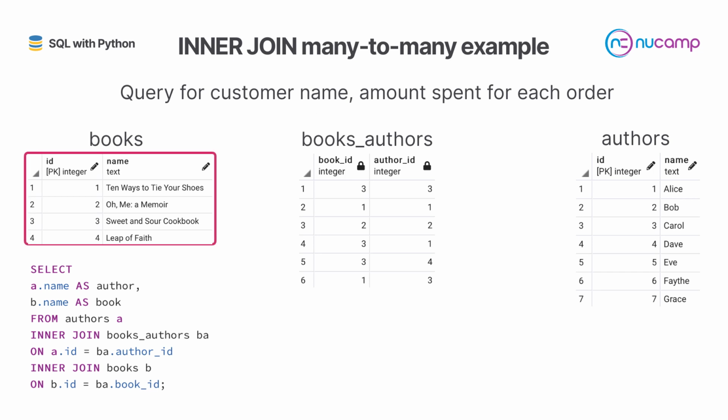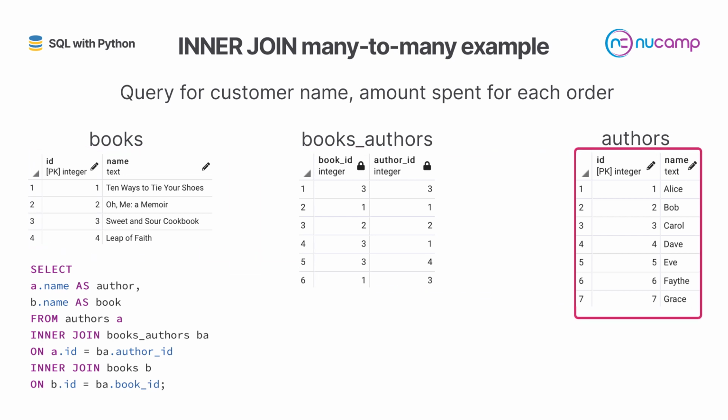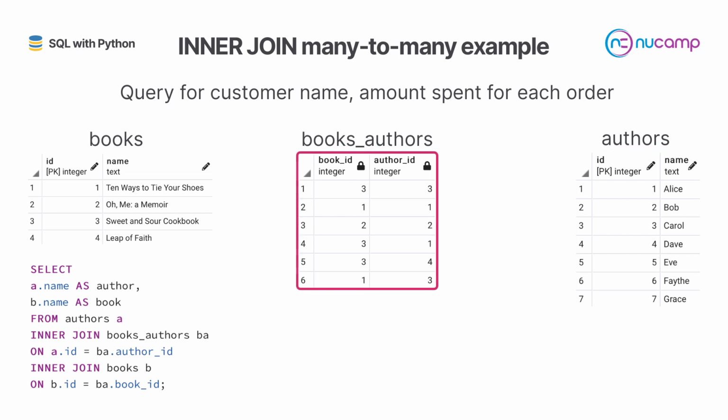Here's an example of an inner join involving a many-to-many relationship. First, we have a table with book titles and book IDs. We have another table with authors and author IDs. Remember, a book can have more than one author, and an author can have more than one book. When joining across many-to-many relations, we need to join twice across the intermediate table of foreign key pairs. In this case, we have an intermediate book authors table that shows how books are related to authors.